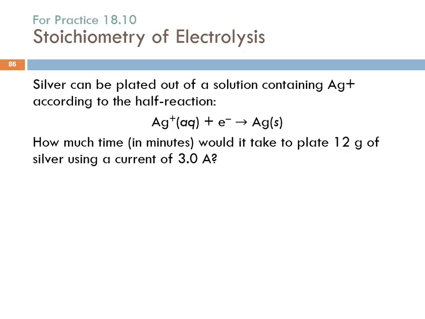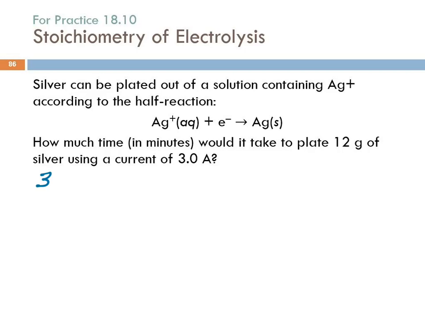So, for practice, silver can be plated out of a solution containing silver ion according to the half reaction given there. How much time in minutes would it take to plate 12 grams of silver using a current of 30 amps? 3 amps. Sorry, 3 amps. Yes, there's a decimal point. I was testing you. Good call.